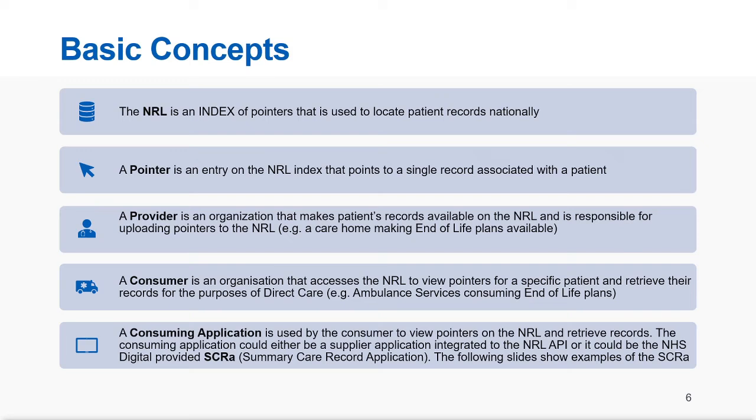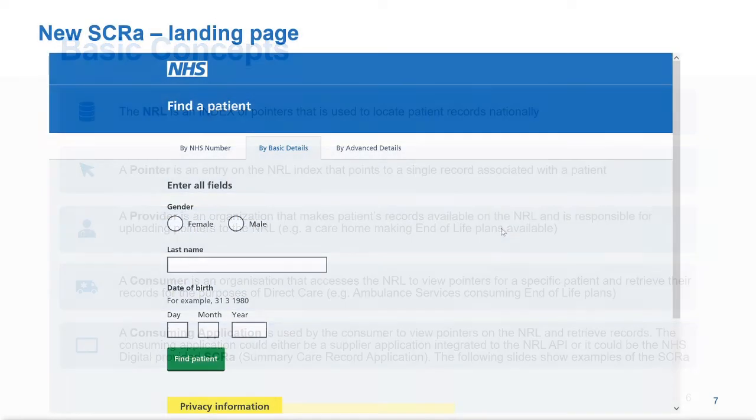And finally, a consuming application is used by the consumer to view pointers on the NRL and retrieve records. The consuming application could either be a supplier application integrated to the NRL API, or it could be the NHS Digital provided SCRA, Summary Care Record Application. The following slides show examples of the SCRA.